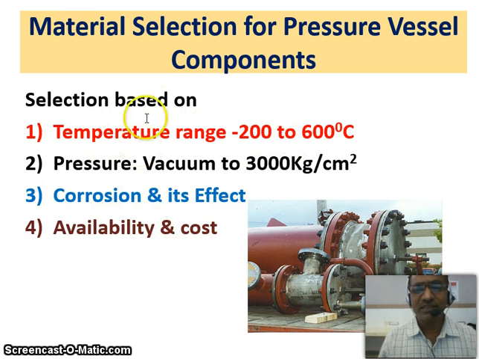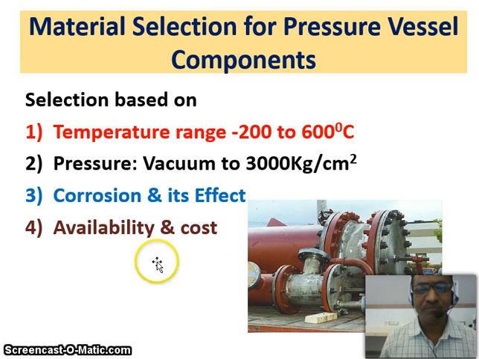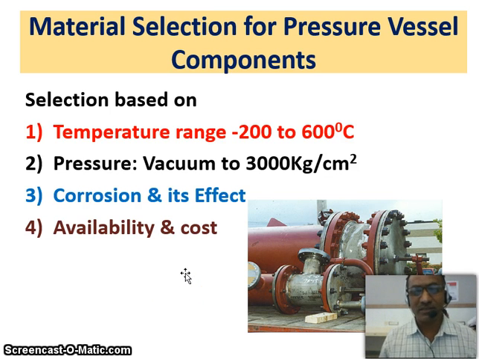In all these cases, selection of the material normally depends upon four major factors. These factors are the temperature range under which the equipment has to be used, which normally ranges from minus 200 to 600 degree centigrade; the pressure, which ranges from vacuum to 3000 kg per centimeter square; the corrosion and its effect on the process equipment; and availability and cost of these materials.